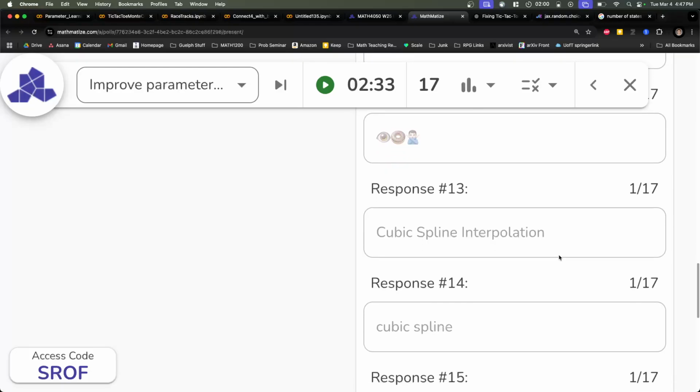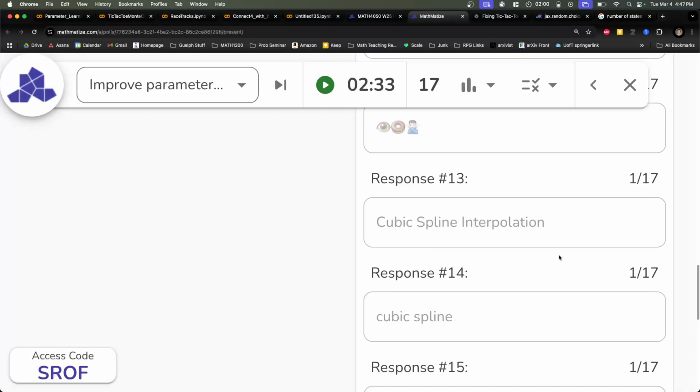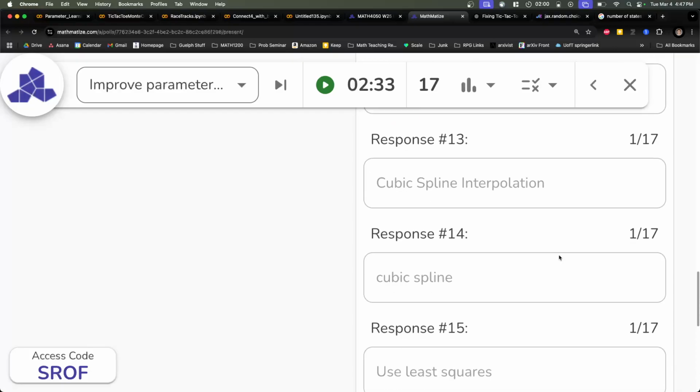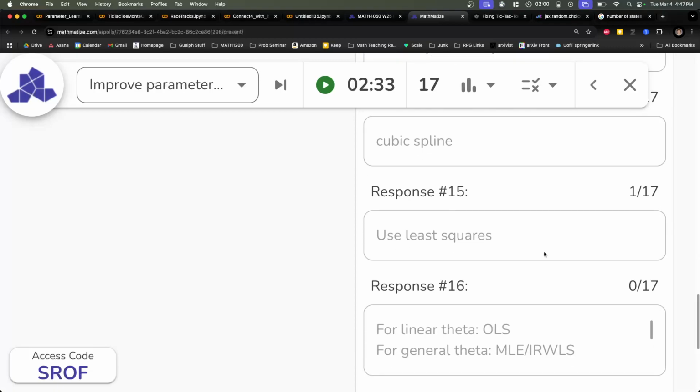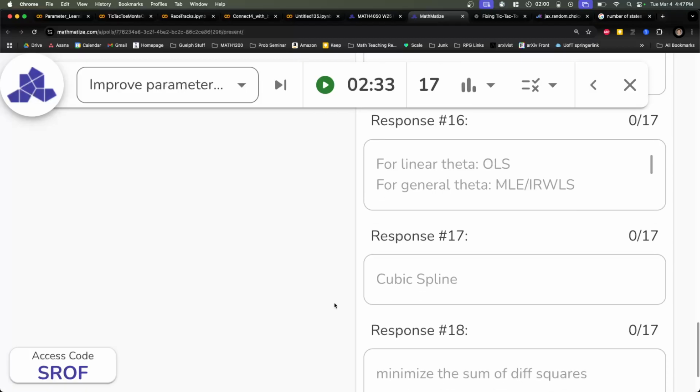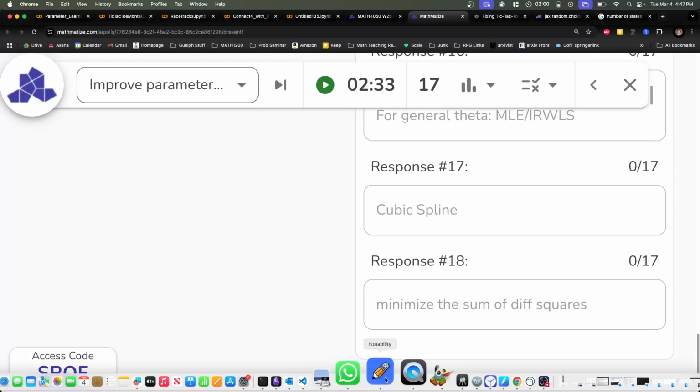Cubic spline. Cubic spline is telling you the type of function. So we're doing linear, not even cubic spline. I guess a lot of people are fans of cubic splines here. Okay. Least squares. Yeah, least squares. How do you find the least squares? Okay, so this is what we're gonna learn. How do you find the least squares?